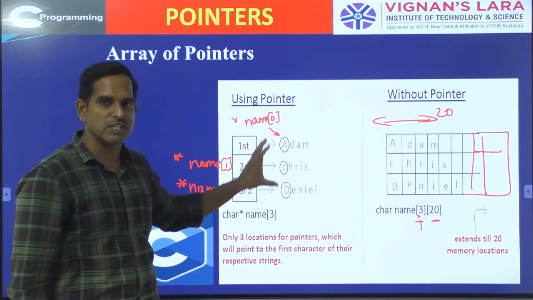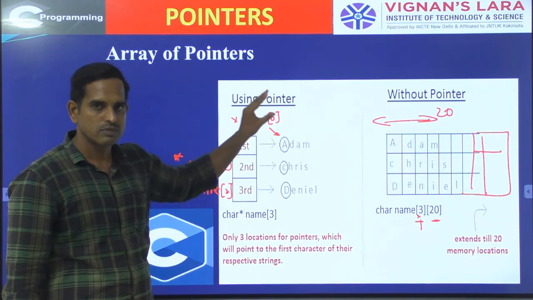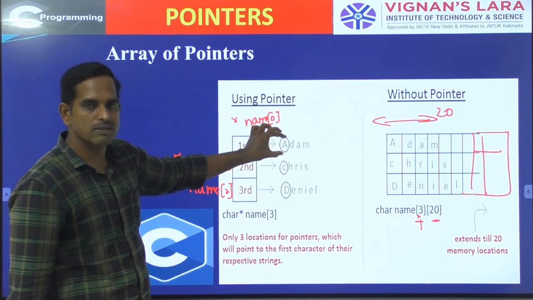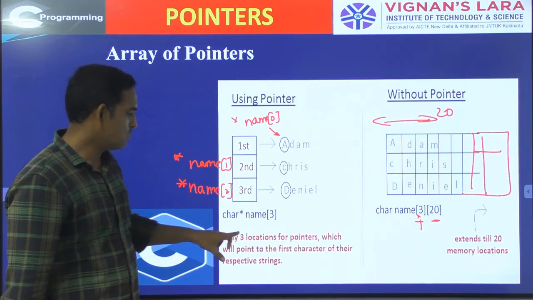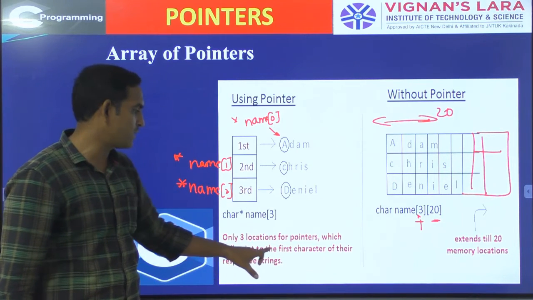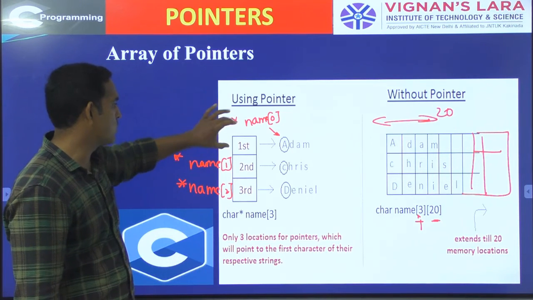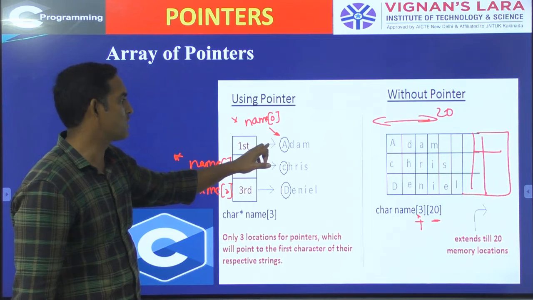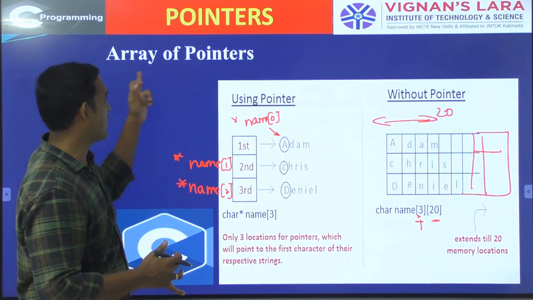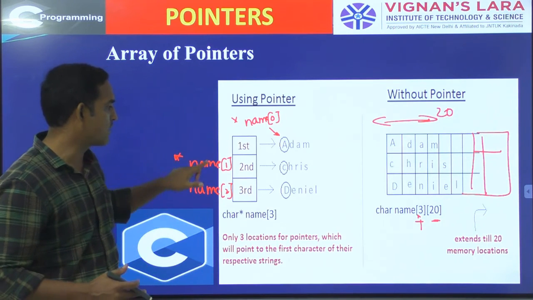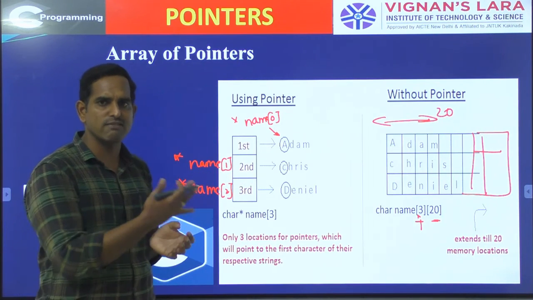But here there is no space implication to provide 20 characters. Whatever the number of characters, it will be stored, and the first memory location will be pointed to by your pointer. So there are only 3 locations for pointers, which will point to the first character of their respective strings. You will have 3 memory locations for your pointers, and each pointer will point to the first memory location of your string. So this is how you can have an array of pointers. This is the array of pointers pointing to your strings, and which will save your memory.